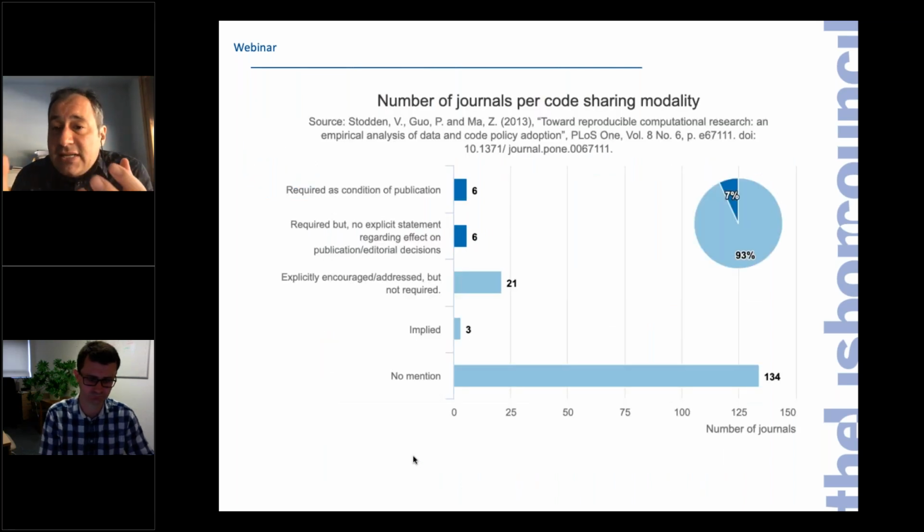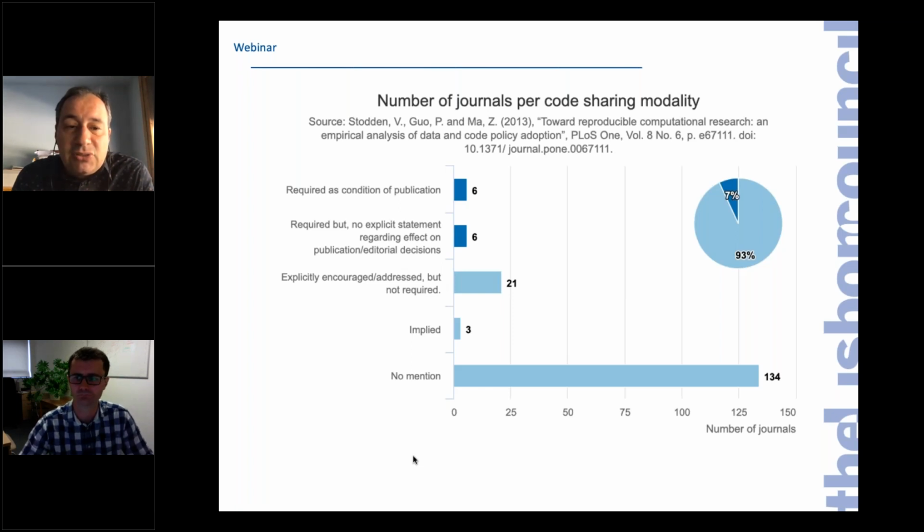And ad hoc studies, we take what is there. In this sense, there is this study carried out several years ago by Stodden, which shows that basically journals do not mandate code sharing at all. And the situation has improved, but only slightly in recent years.